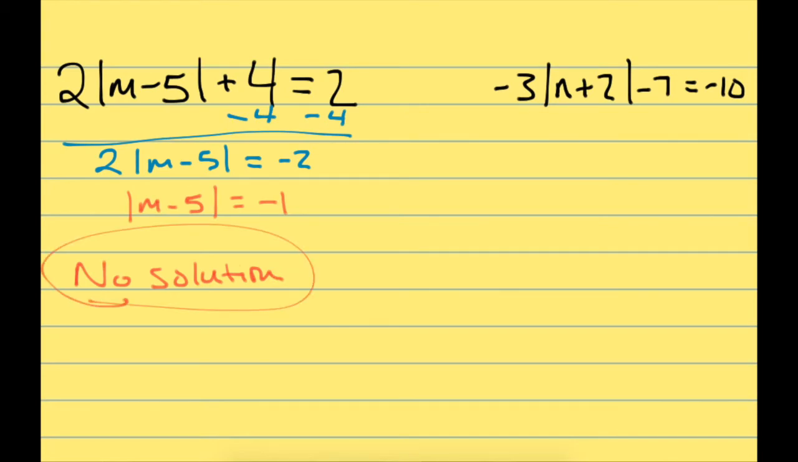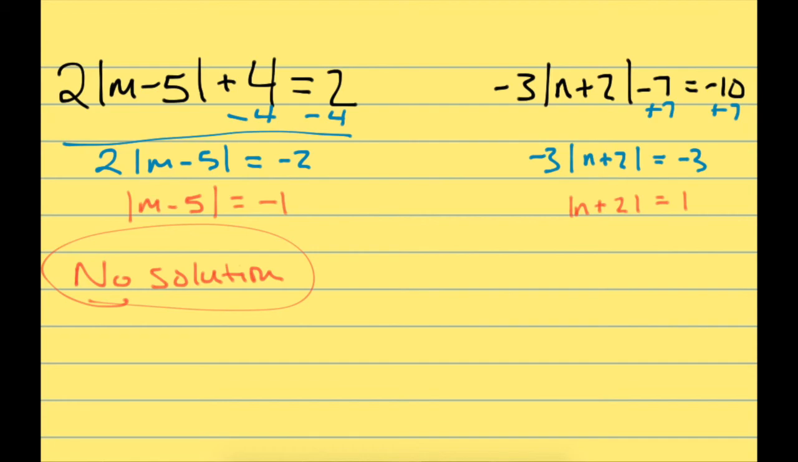Now on the right, we see we have a negative on the other side, but we don't want to make our judgment too early. We want to make sure that we get the absolute value part by itself first. So we start by adding 7 to both sides, which gives us negative 3 times the absolute value of n plus 2 is equal to negative 3. And when we divide by negative 3, we get the absolute value of n plus 2 is a positive 1.